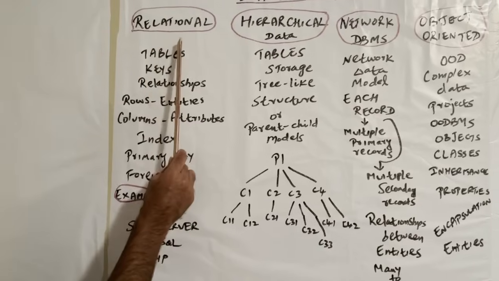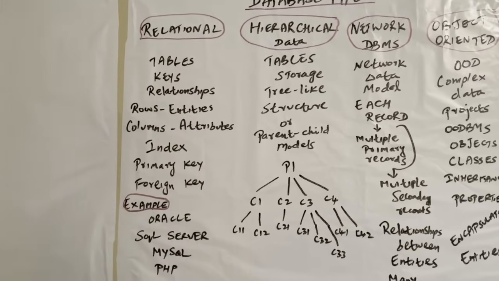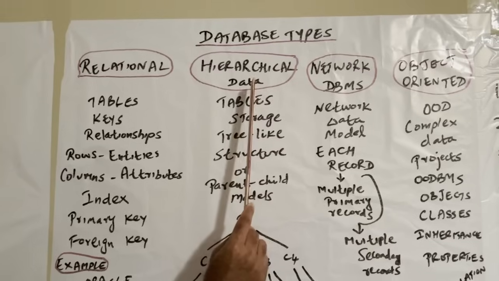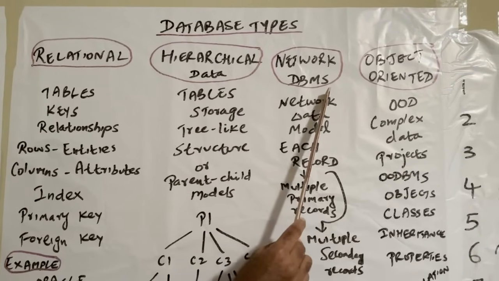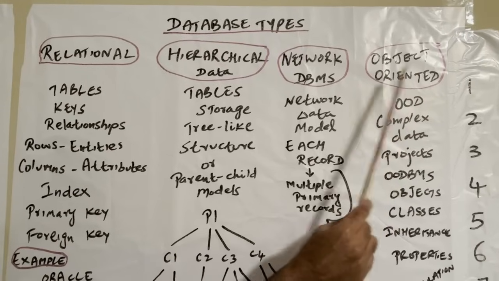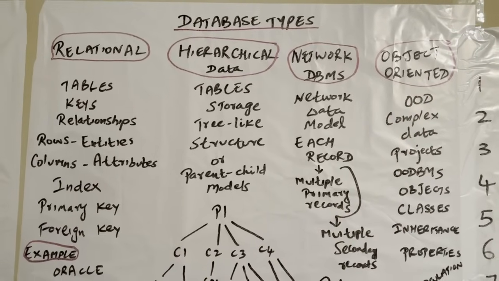The first one is called relational database. The second one is called hierarchical database. The third one is network database management system. And the fourth is object-oriented databases.